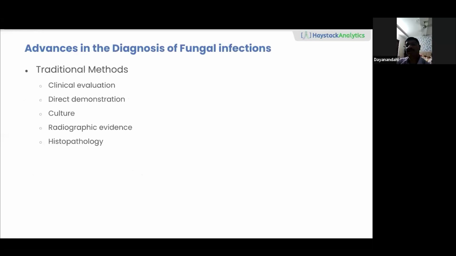Coming to the diagnosis, the advances in the diagnosis of these fungal infections: there are traditional methods which we commonly use, like clinical evaluation, direct demonstration like smears and KOH preparations, cultures, and radiological evidence and histopathology.